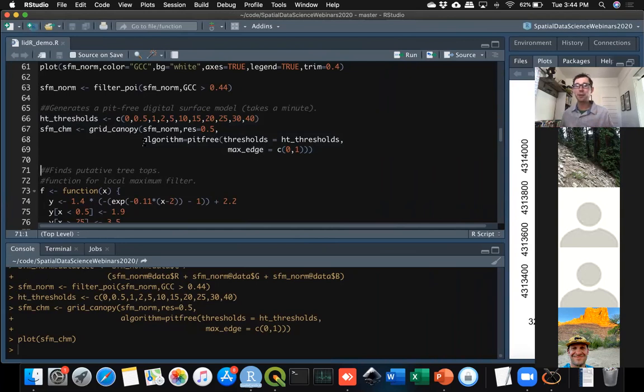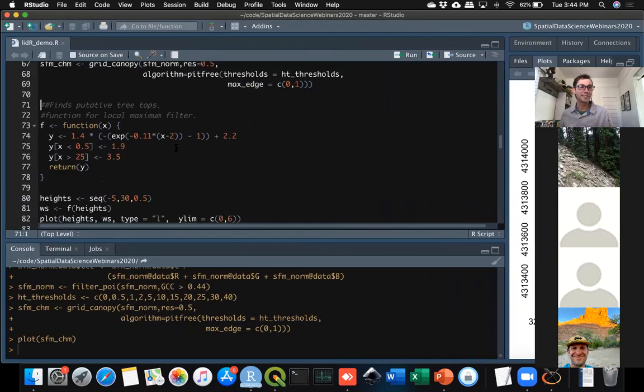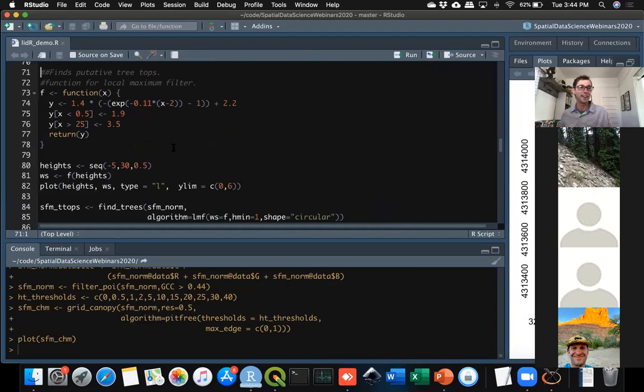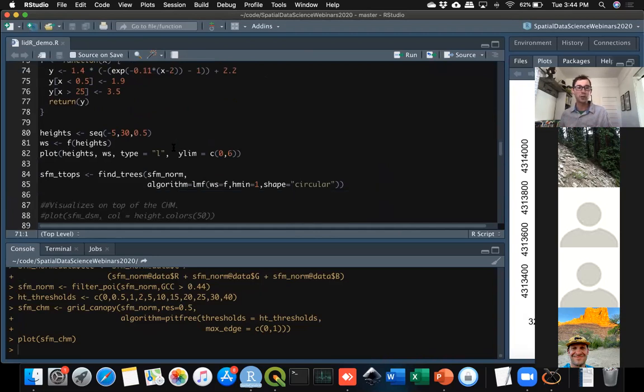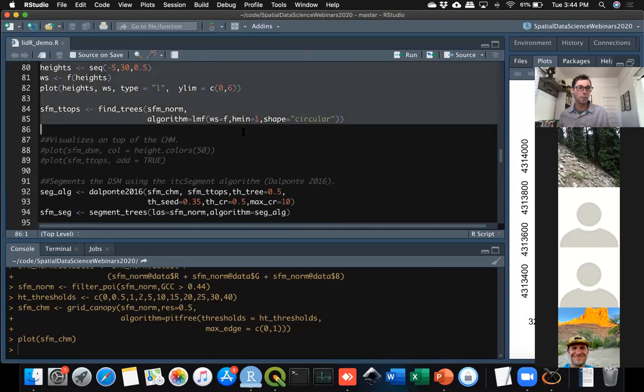Okay, the last thing that I'm going to demo is something called segmentation. So this is going to take our point cloud and divide it up into segments that represent the individual crowns. And I'm going to do that using a function called find_trees. And it has, again, quite a few knobs to turn.